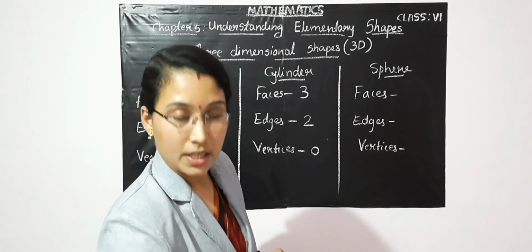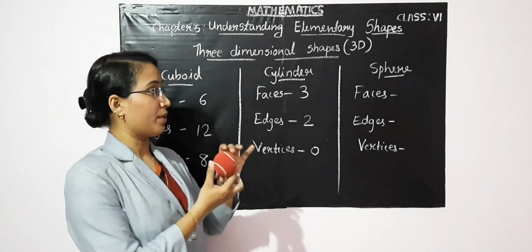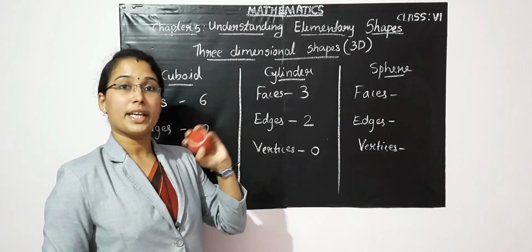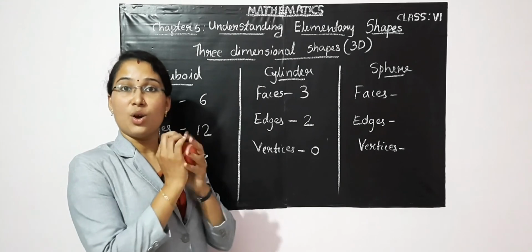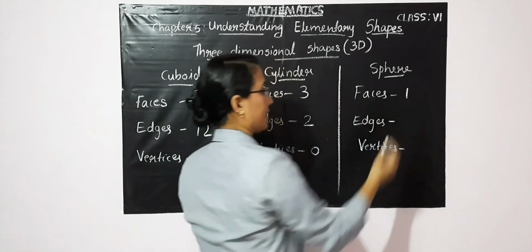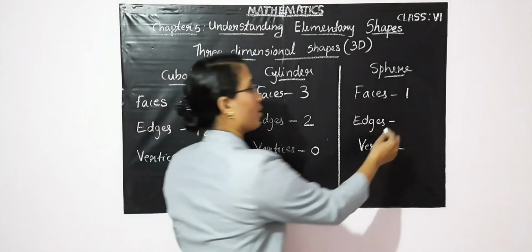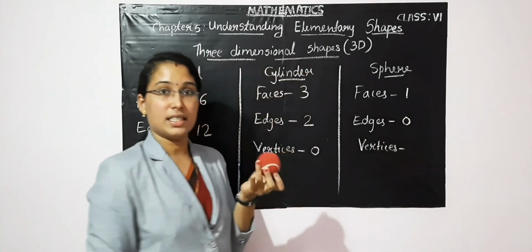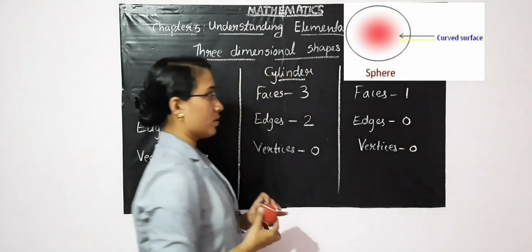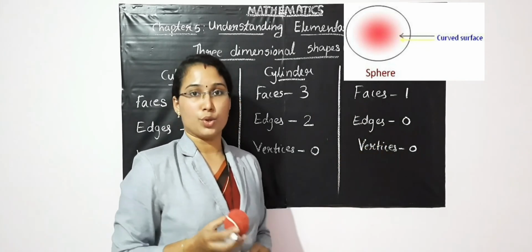Next one is the sphere. Here you can see one example of a sphere. In the sphere also we want to find out the faces, edges and vertices. How many faces are there? Here only one face, one round face. So we can write only one face. Can you see any edges? No, there are no edges. Then there are no vertices also, so we can write vertices 0. So in a sphere, only one face, no edges and no vertices.